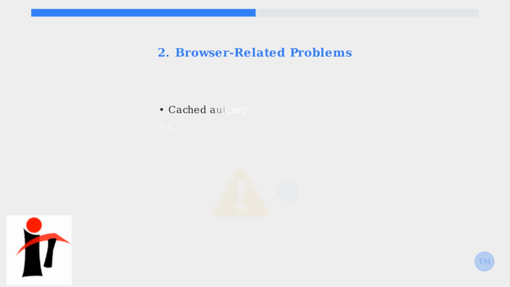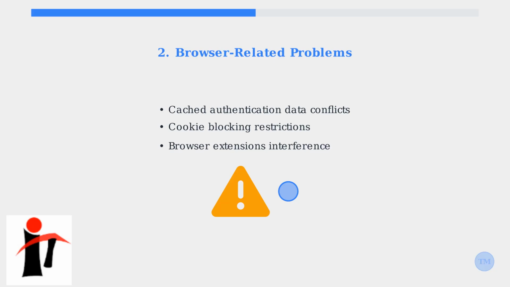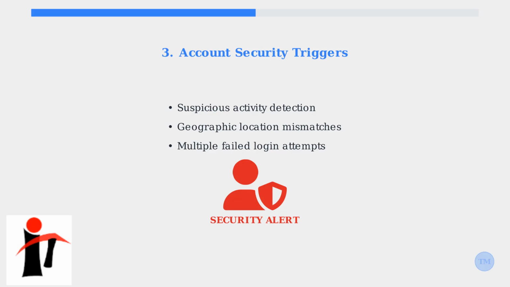Second, browser-related problems arise from cached authentication data conflicts, cookie blocking, or browser extensions interfering with the authentication process. Modern browsers' enhanced privacy features can sometimes conflict with Ticketmaster's security requirements. Third, account security triggers activate when the system detects suspicious activity, geographic location mismatches, or multiple failed login attempts. These protective measures help prevent unauthorized access to your account.